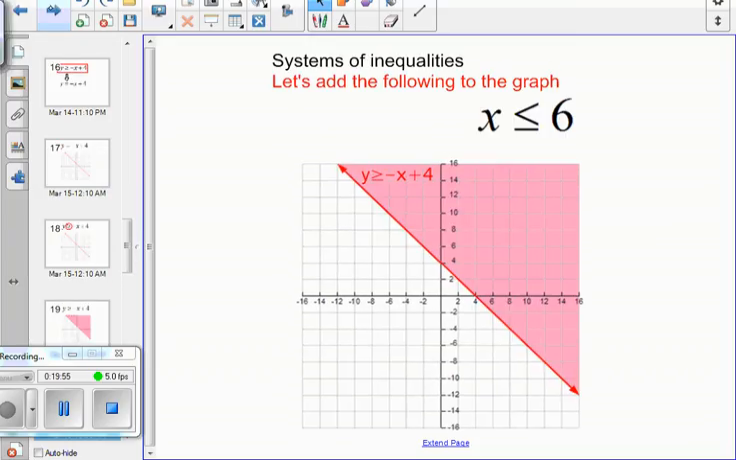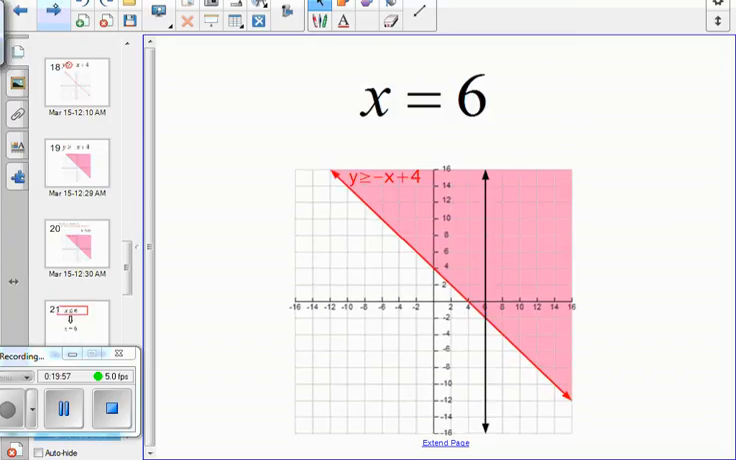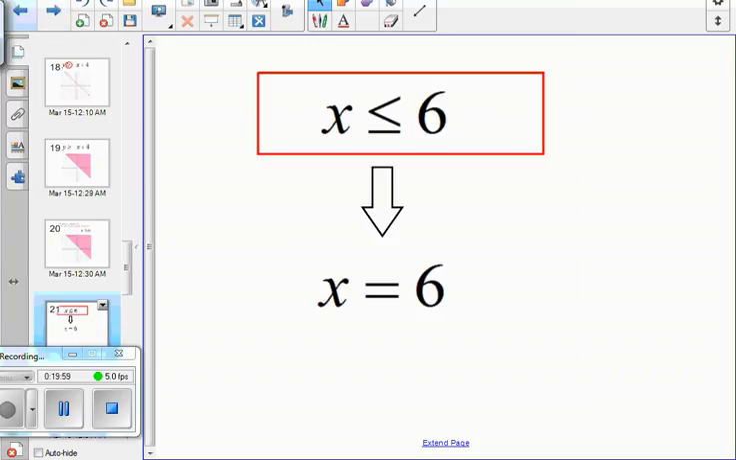All right, and let's get to this guy. Why do they have this? Is this a true statement? Does x is less than or equal to 6 mean x is 6? Is x 6, period? No. Could x be 6? Yes.